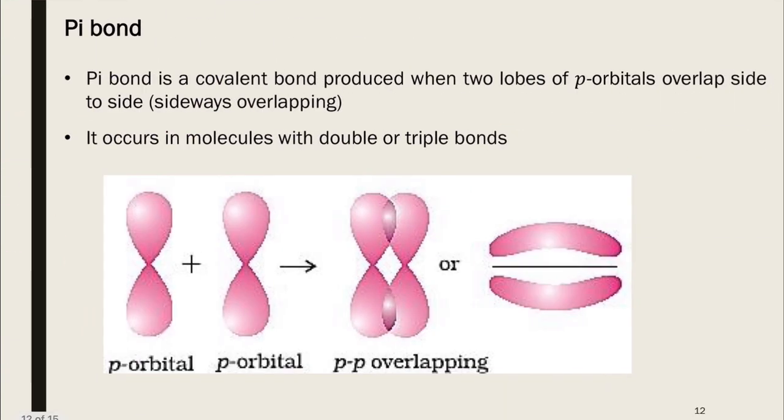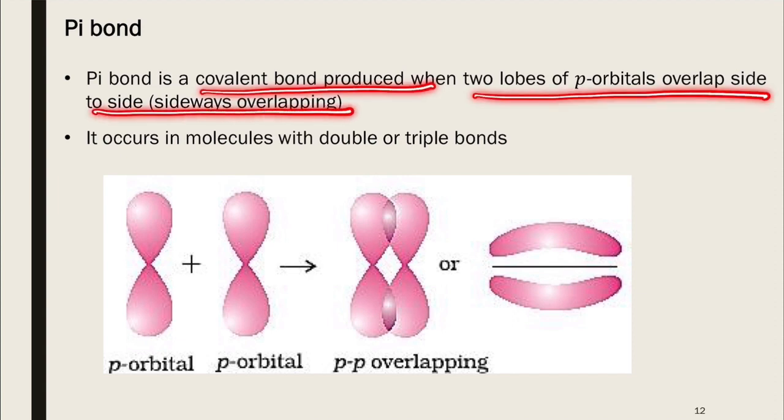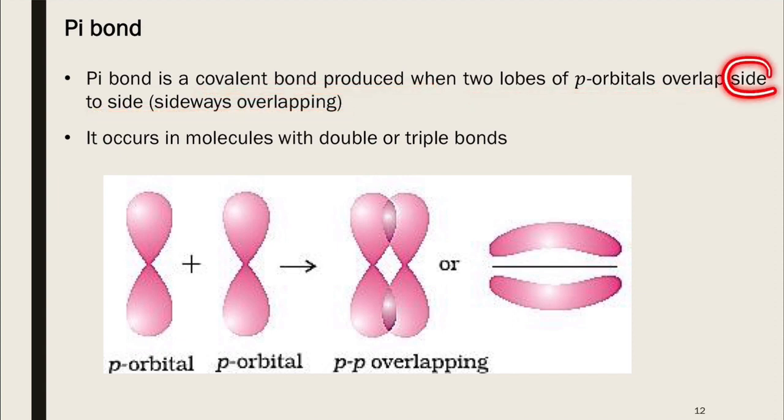Next, let's take a look at pi bond. So, pi bond is a covalent bond produced when two lobes of p orbitals overlap side to side, sideways overlapping. So it occurs in molecules with double or triple bonds.